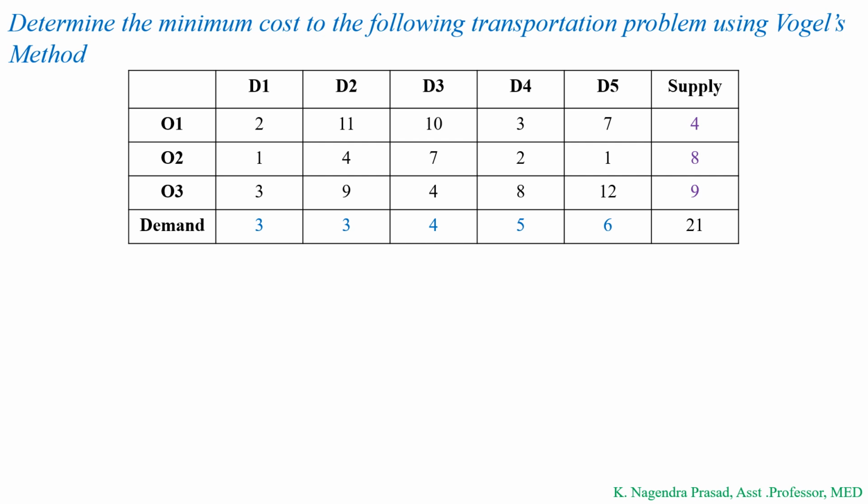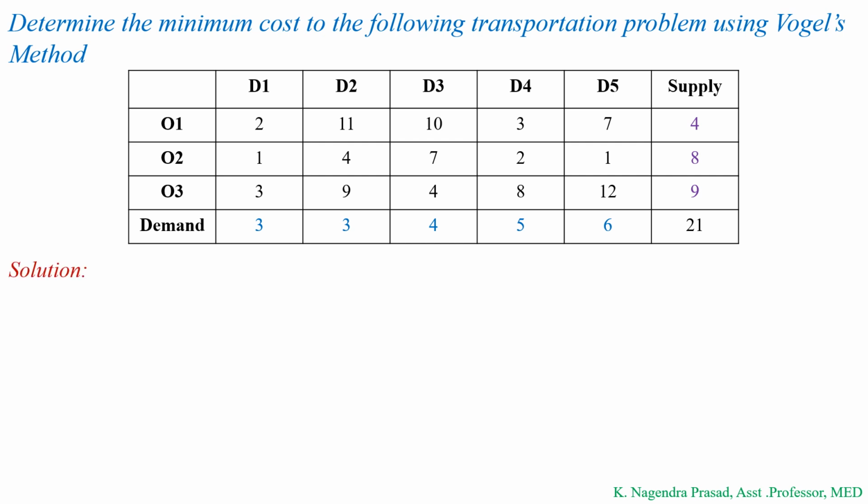In the present video, we will discuss the example problem on Vogel's approximation method. Let's see the problem. Determine the minimum cost to the following transportation problem using Vogel's method. Here given the 3 supply centers and the 5 demand centers.